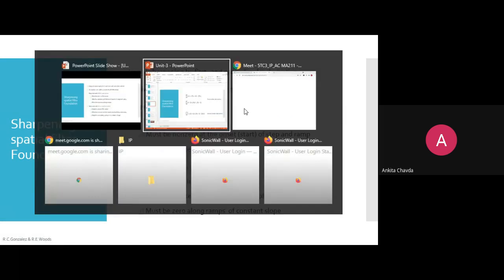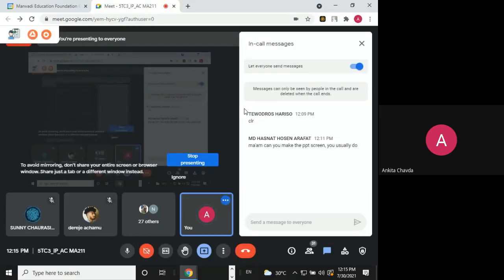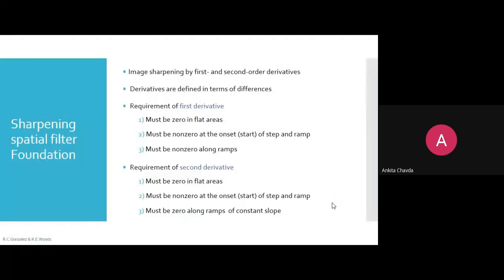You are very good in maths, so I hope you are getting this thing at least, derivative and all.